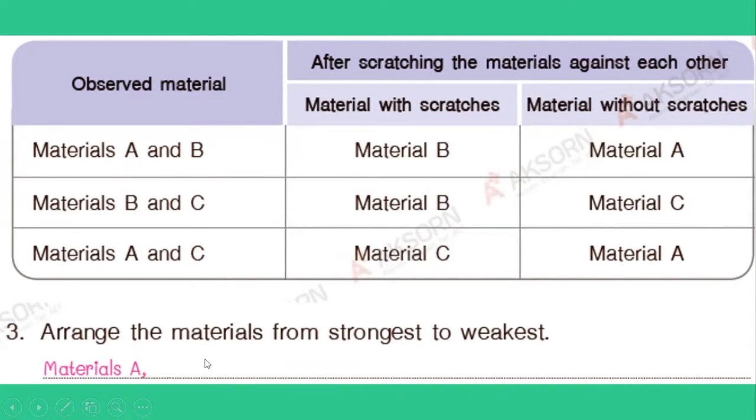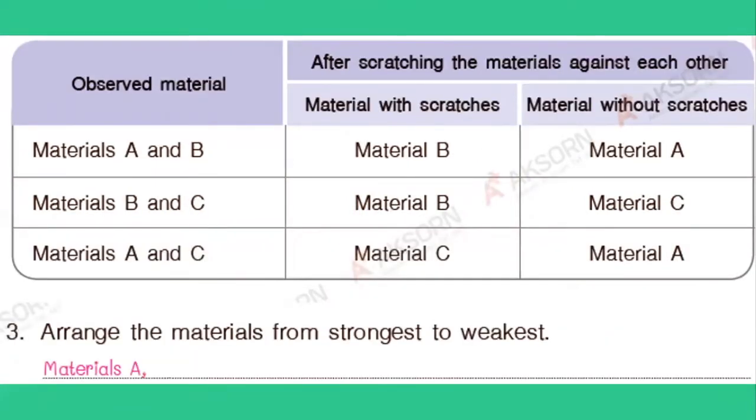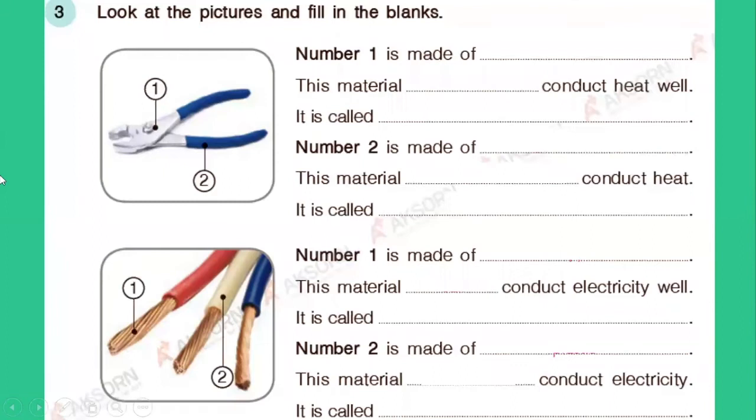So this is it for this exercise. I give you the answer for the first question, you answer the second on your own, and I give you half the answer of the third question, and you continue writing here. Materials A, second C, and the weakest B, right? I wish you finish this exercise. When you finish, continue watching our lessons. Okay, so next question. What is next?